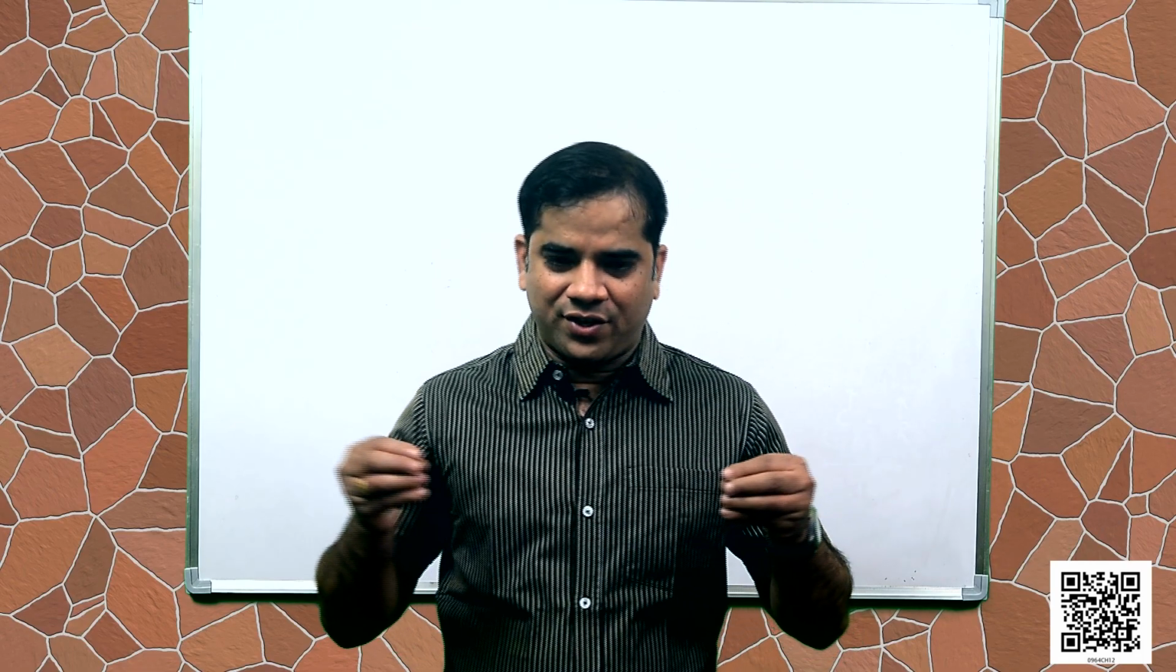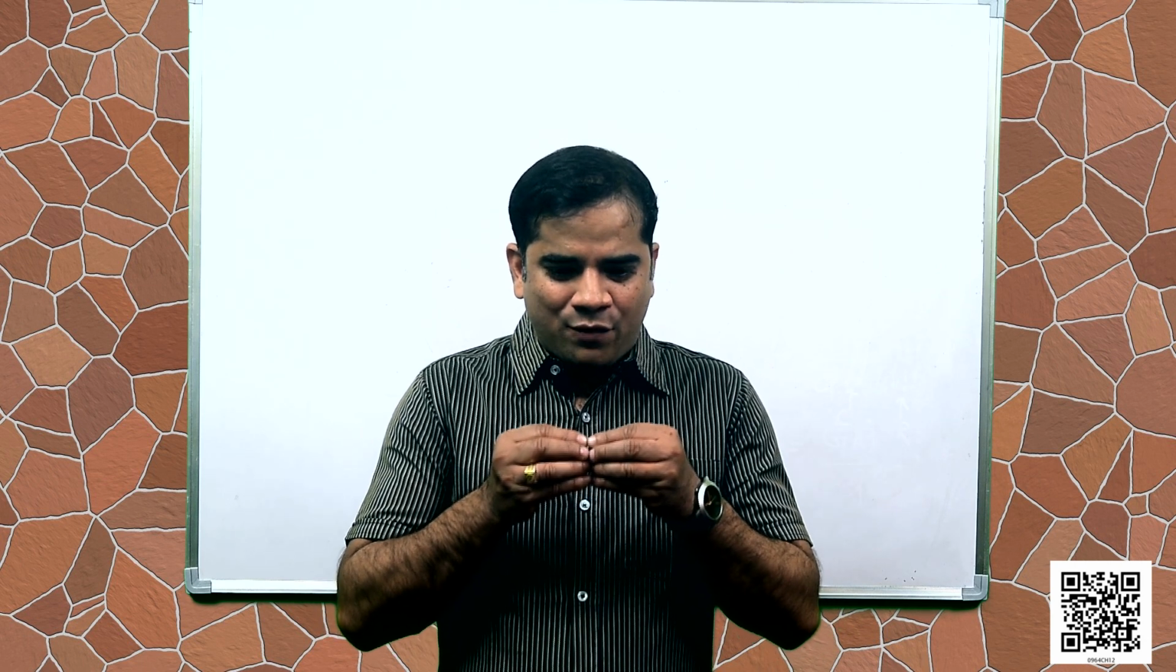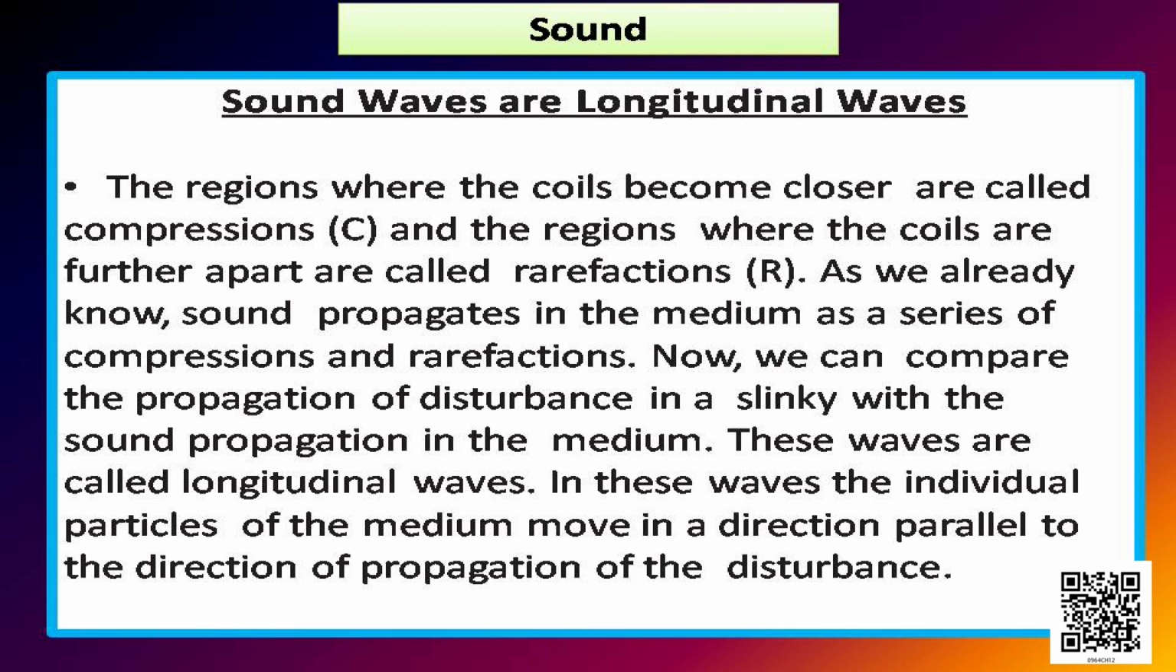So, when we stretch and leave, or we pull and push, what happens? We can see that some parts of the slinky are close to each other, and some parts are away from each other. The closer coils are called compressions, and the coils that are further apart are called rarefactions. As we already know, sound propagates in the medium as a series of compressions and rarefactions. Now, we can compare the propagation of disturbance in a slinky with the sound propagation in the medium. These waves are called longitudinal waves.